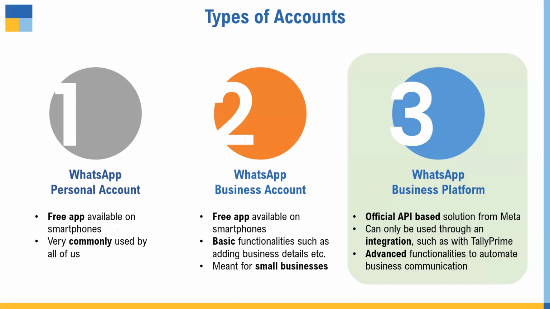Now we have come up with Meta's WhatsApp Business Platform, which is an official API-based platform, which helps you use these WhatsApp features as advanced functionalities. So it's not only related to sending a report or something like that. In this business platform, you have the advantage of sharing your offers, your campaigns, your discounts.